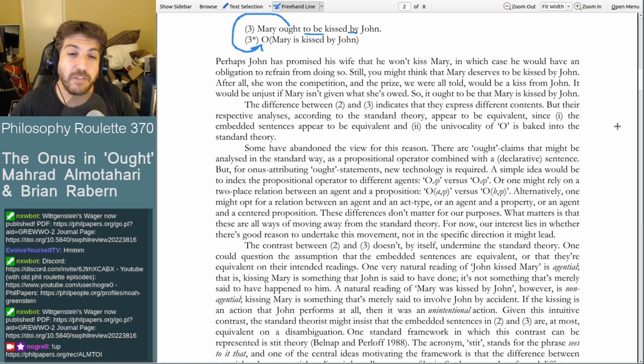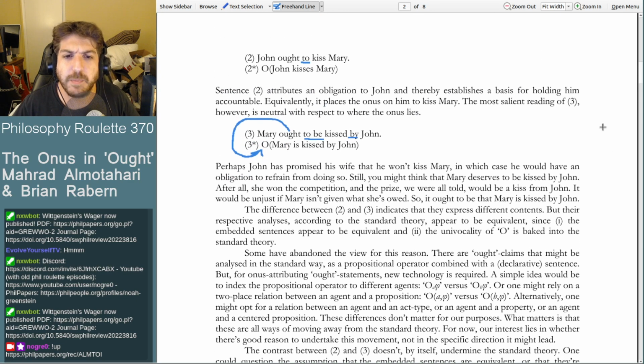Anyway, the author says, perhaps John has promised his wife that he won't kiss Mary, in which case he would have an obligation to refrain from doing so. Still, you might think that Mary deserves to be kissed by John. After all, she won the competition, and the prize, we were all told, would be a kiss from John. It would be unjust if Mary isn't given what she's owed. So it ought to be that Mary is kissed by John.